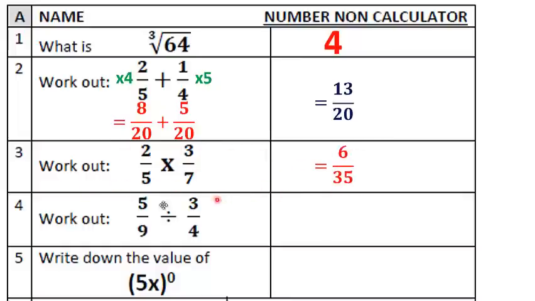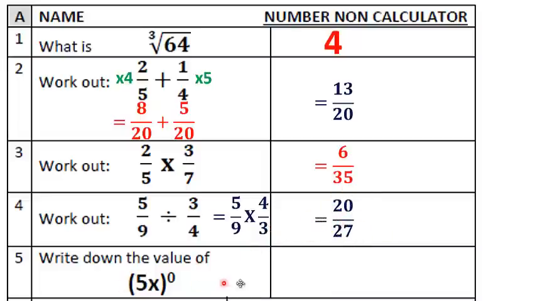Pretty straightforward. With regard to dividing fractions, I'm going to change the division to times, and I'm going to flip the second fraction. So leave the first one the same. That remains as 5 over 9. The divide turns to a times, and the second fraction flips over to 4 over 3. You need to remember this method, because once you've done this, you could times these fractions just as we did in question 3. So 5 times 4 is 20, 9 times 3 is 27, so that's 20 over 27.